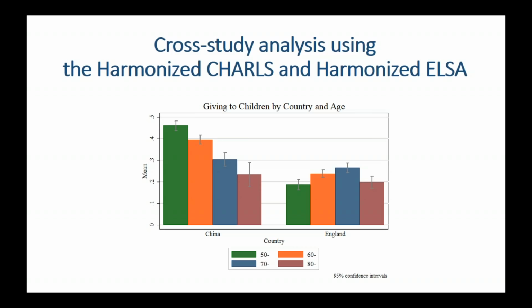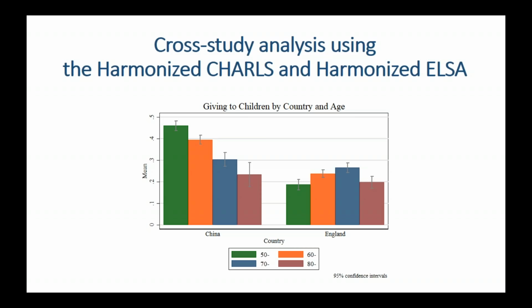In England, it actually looks like it starts out pretty low in their 50s, then it increases, maybe not significantly, though I think, based on these confidence intervals, it is probably statistically significantly different between people in their 50s and in their 70s. And then it decreases again in their 80s. So there's a different pattern that we see in England and China.